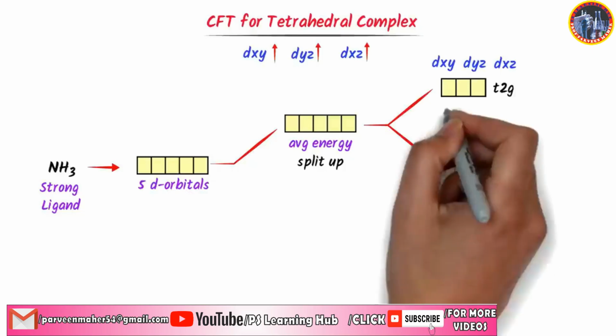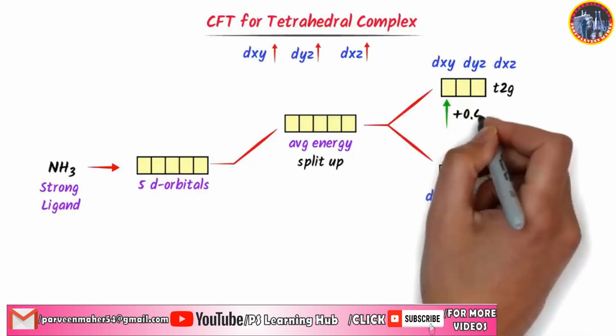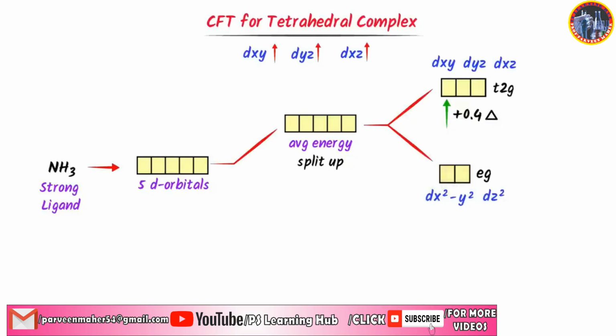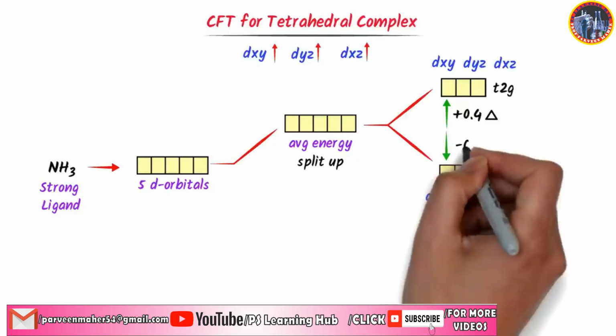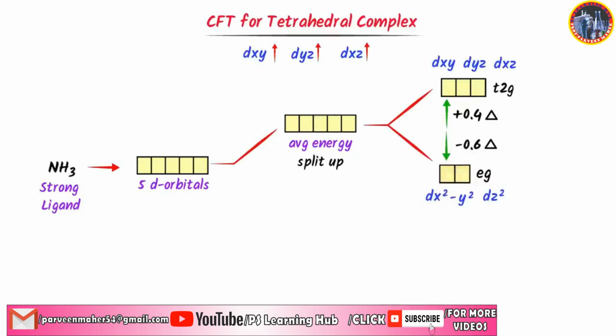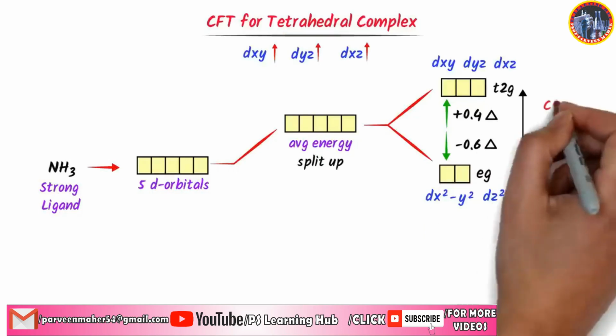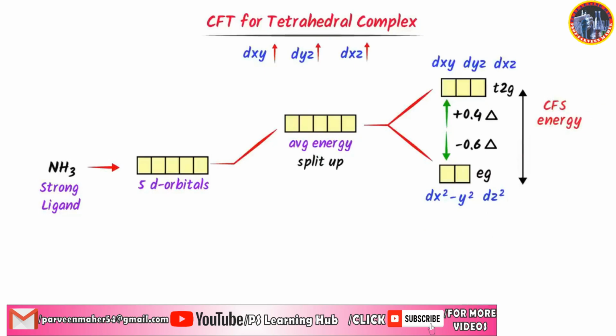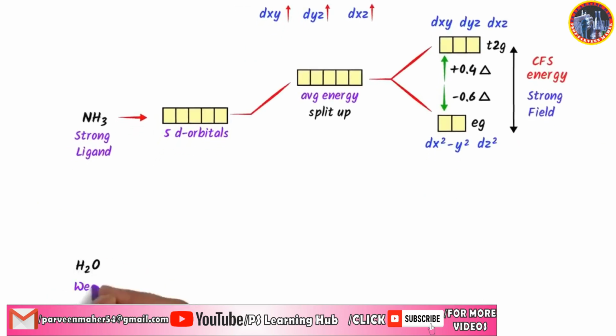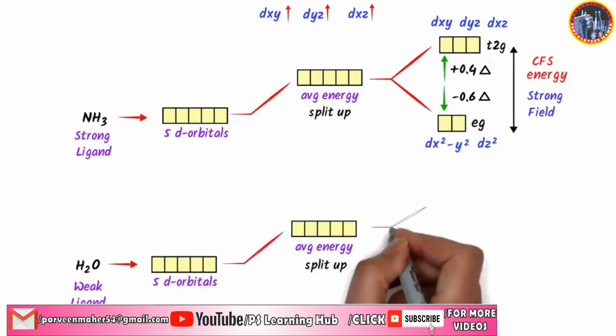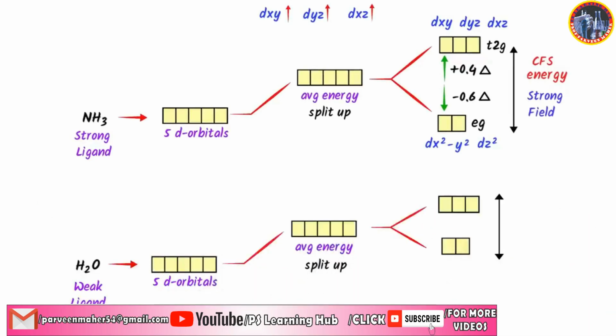The energy of T2g increased, so its value is positive 0.4 delta. And the energy of Eg decreases, so its value is negative 0.6 delta. We can see that this is the energy gap between these two sets. We call it the crystal field splitting energy. Also, it is a strong field ligand. Now consider a weak ligand like H2O. We know that in the case of a weak ligand, the energy gap between the two sets of orbitals will be smaller. We call it a weak field ligand. Now let me teach you the electronic configuration.